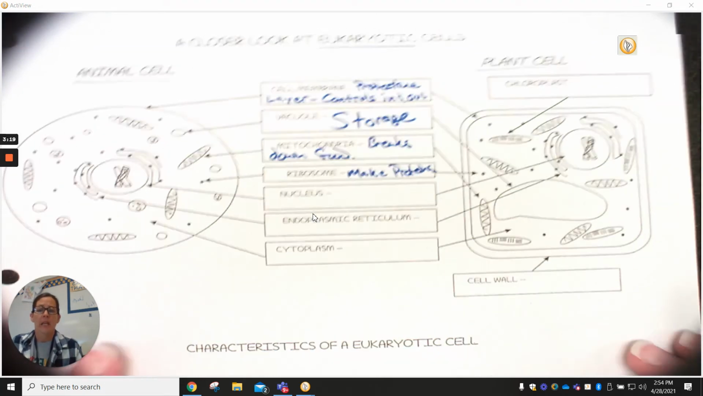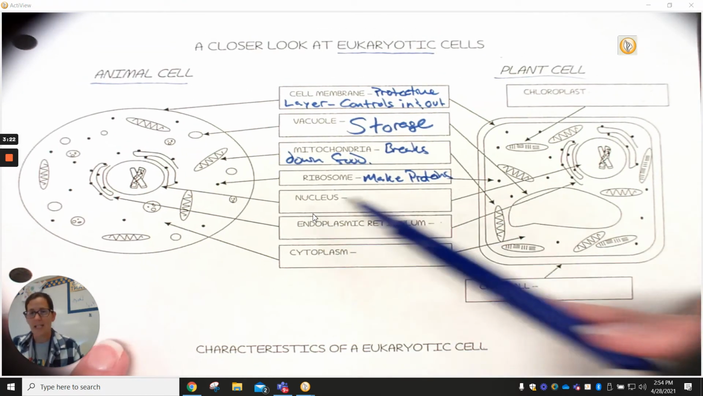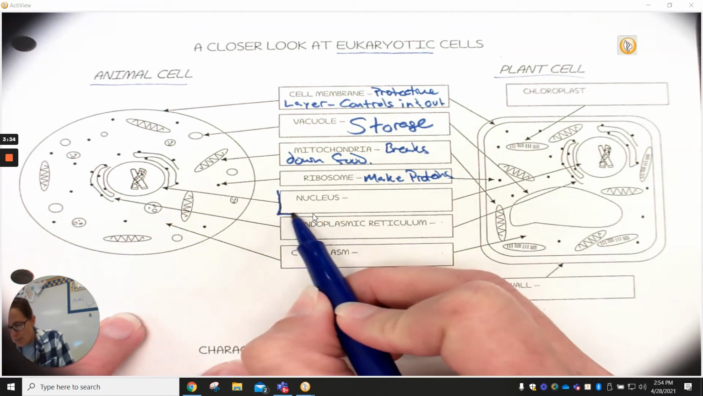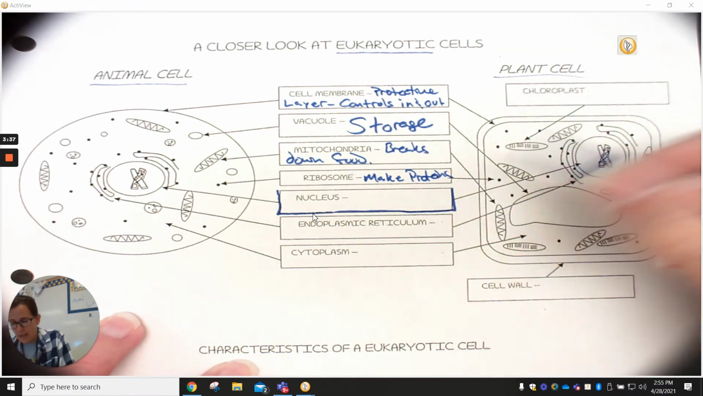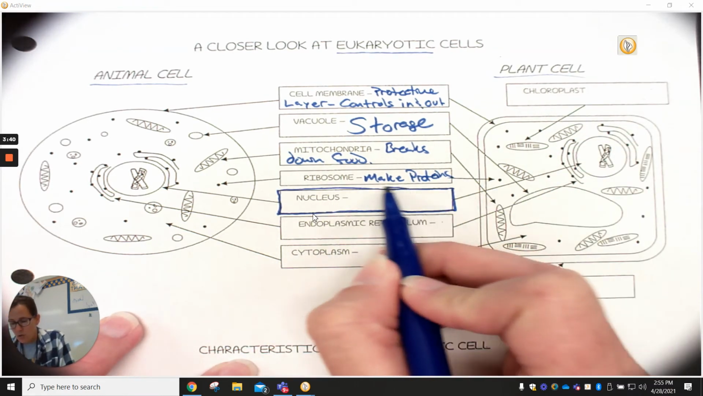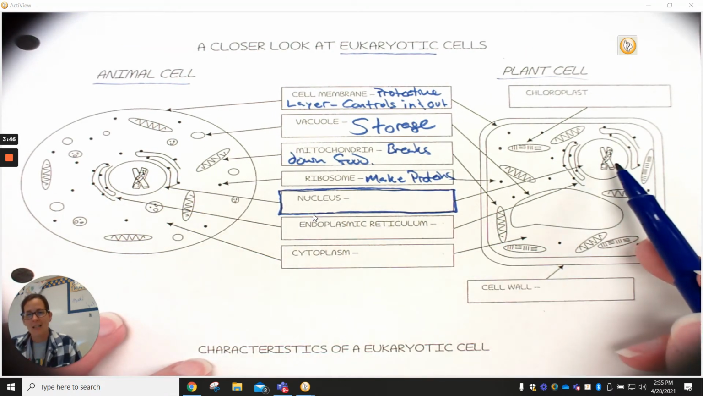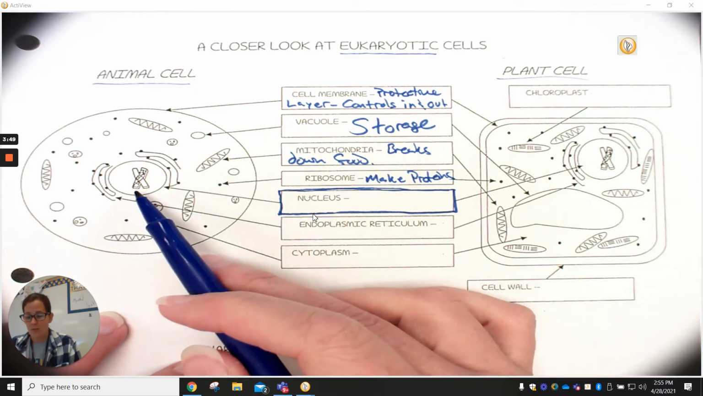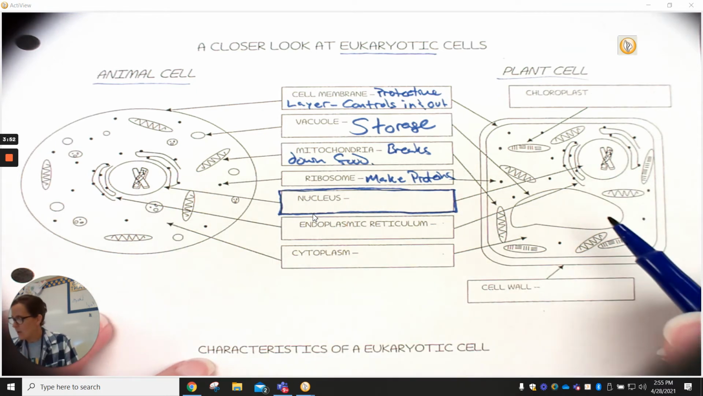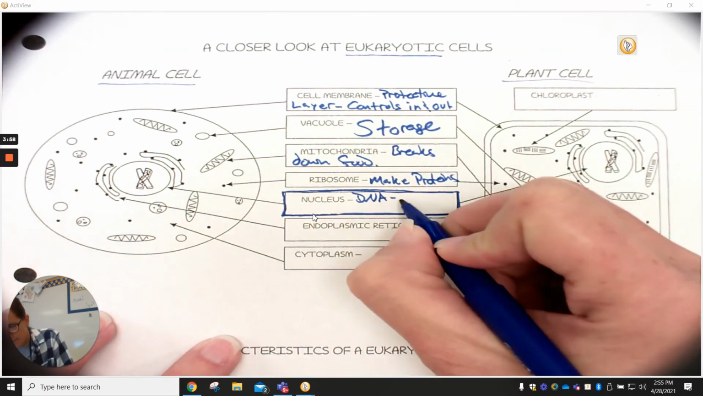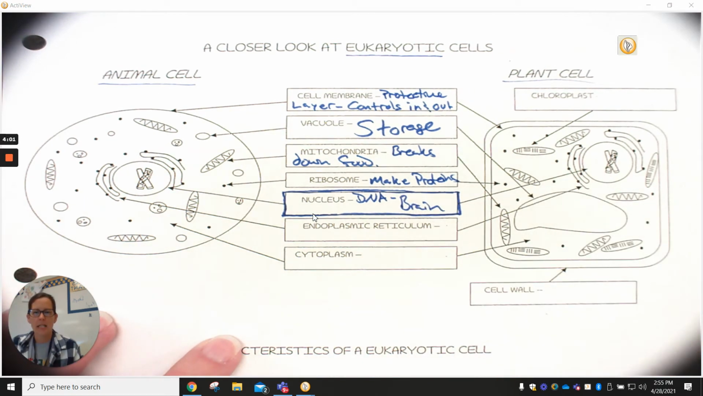Okay, I tried. Next on our list is the nucleus, and the nucleus is the brain of the cell. This is where you're going to find the DNA in a eukaryotic cell. This one right here is the main big difference between a prokaryotic and a eukaryotic cell. Super important, this nucleus right here. So here's a nucleus in an animal cell. There's a nucleus in a plant cell. Goodness. So they contain the DNA, and it's the brain. So I'll just leave it at that, the DNA and the brain.